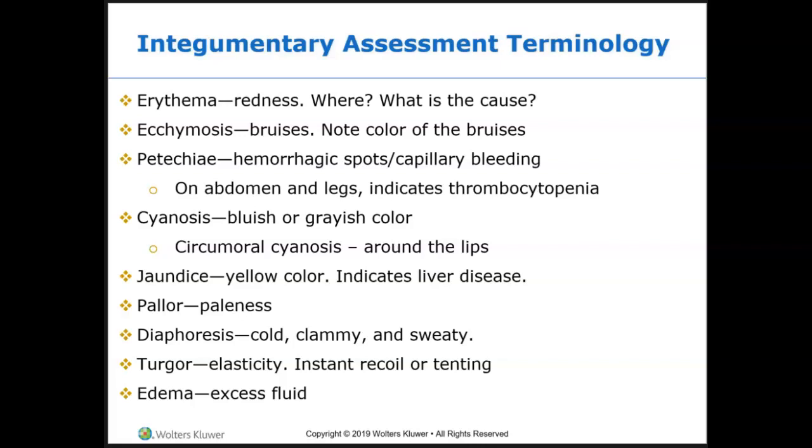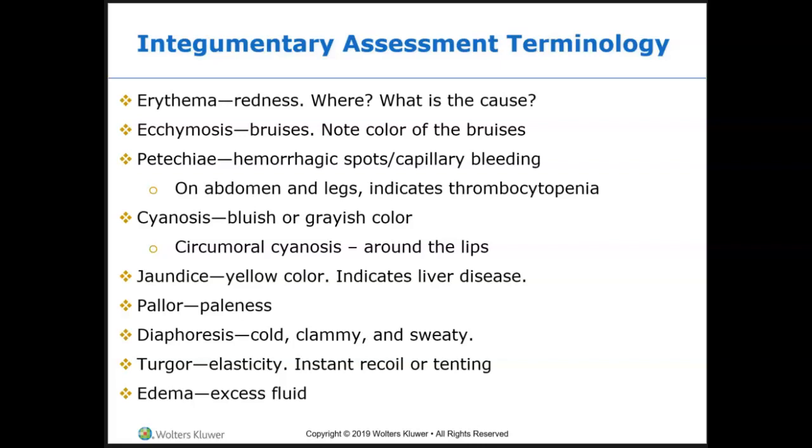Integumentary assessment terminology, you do need to be able to know all of these terms and describe them thoroughly. So erythema or redness, where is it located? What is the cause? Ecchymosis or bruising, note the color of the bruises. Petechiae or hemorrhagic spots or capillary bleeding. Is it on the abdomen, on the legs, right? Could be indicative of thrombocytopenia or many other things going on too.